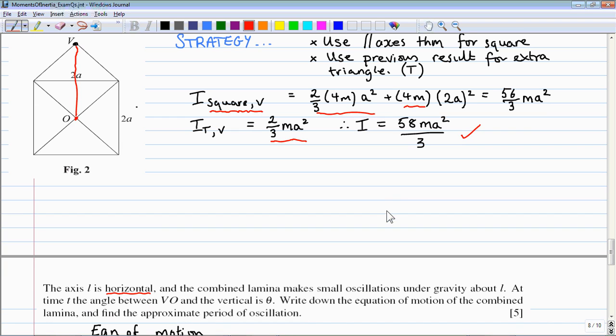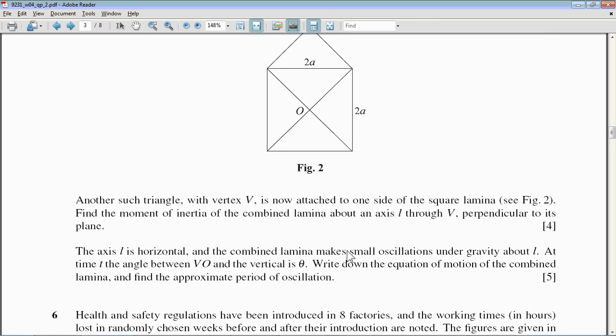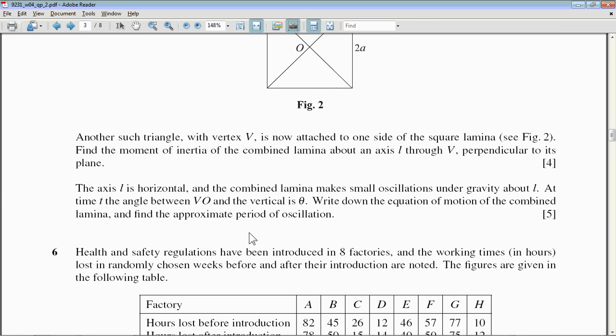Okay, the last part of the question is as follows, and this is a different type of question. It says the axis is horizontal and the combined lamina makes small oscillations under gravity about L. So again, if the axis is horizontal, that means the motion is in a vertical plane, and we're talking about motion under gravity. It doesn't say that the rotation about L is free of resistance or friction, but it must be, so you can ignore that. At time t, the angle between VO and the vertical is theta. Write down the equation of motion of the combined lamina and find the approximate period.